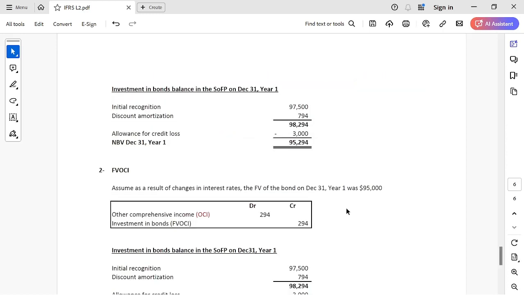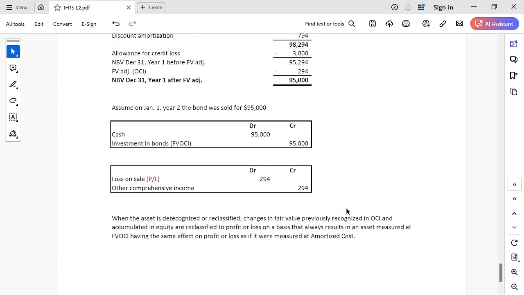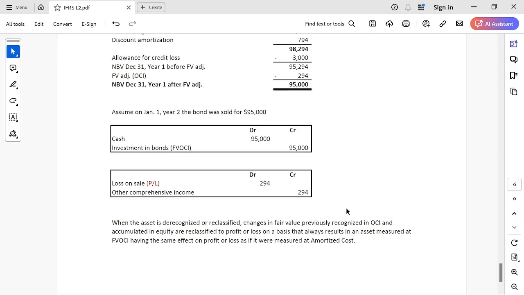I hope these examples have been helpful in clarifying the picture and make it easier to understand how the accounting for debt instruments works. I hope you have benefited from this video.